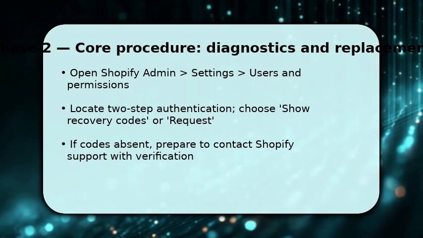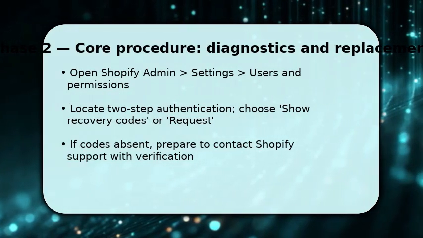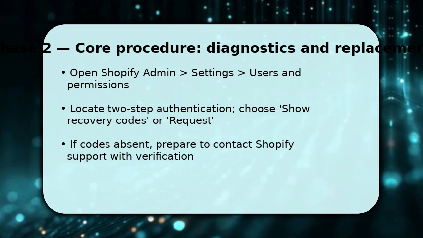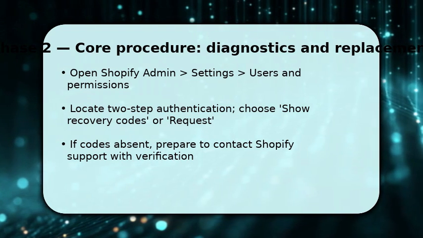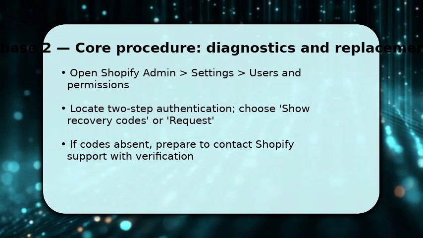Next, navigate to Settings, then Users and Permissions. You need to find the two-step authentication section. You will either see a list of recovery codes to copy or a prompt to generate new ones. Click the appropriate button and save codes to a secure file or password manager.